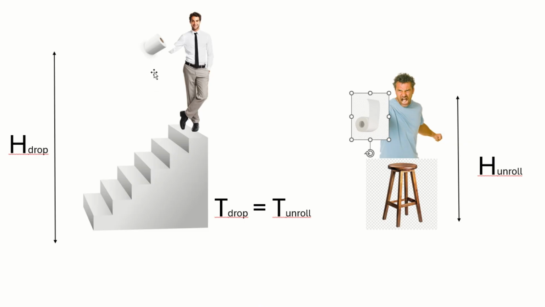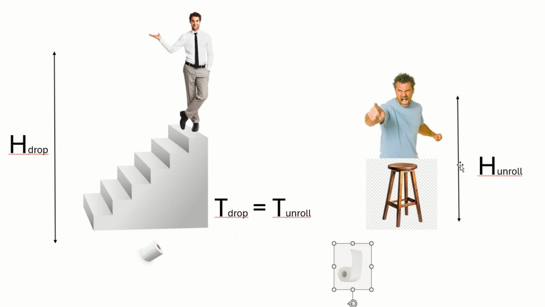A roll of toilet paper is dropped from the second floor of the school. Another one is dropped at the same time, but someone holds the end of the roll so that it unwinds as it falls. From what height should the unwinding roll be released from so that it hits the floor at the same time as the one dropped from the second floor?